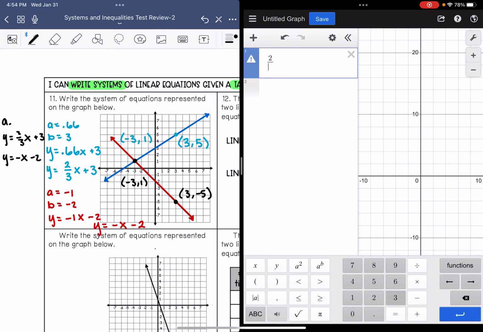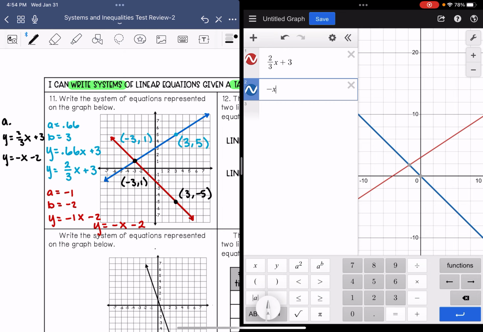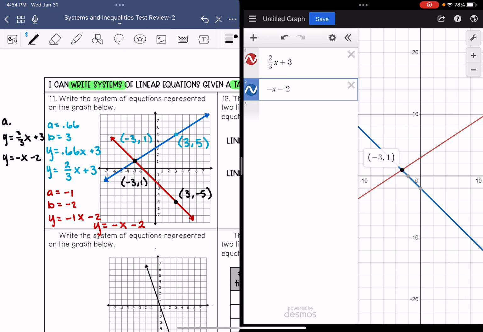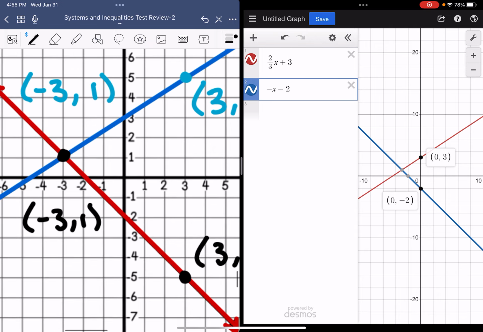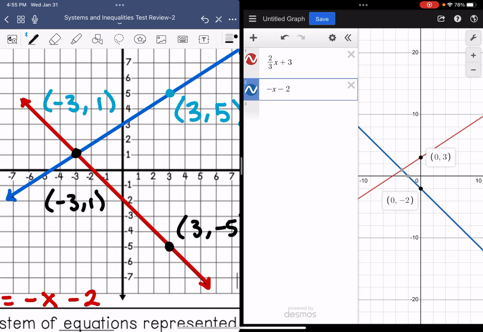We would type 2/3 x plus 3. We also have -x minus 2. And all you would do is go ahead and check some of those key points on here and see if they line up with our graph. As you can see, these points do line up.